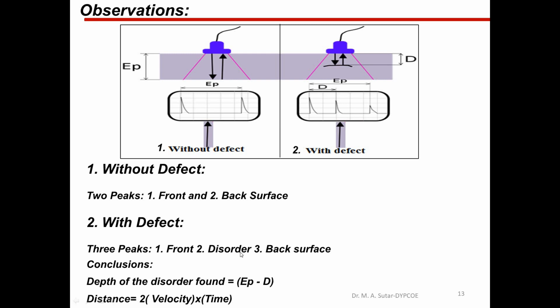By using this method, we can calculate the thickness of the material. Not only that, but we can locate the disorder from any of the sides of this system just by using this formula: distance is equal to velocity multiplied by time. In this case, the distance traveled is 2 times the thickness, and that is why distance is equal to 2 into velocity into time. So the distance from the front side or back side can be calculated just by knowing the thickness.